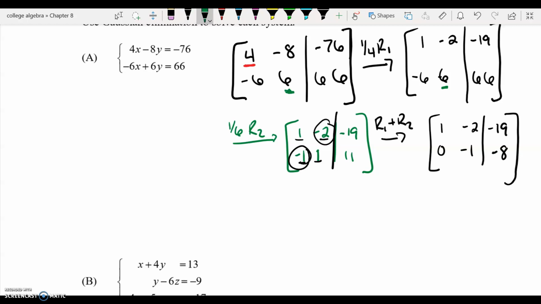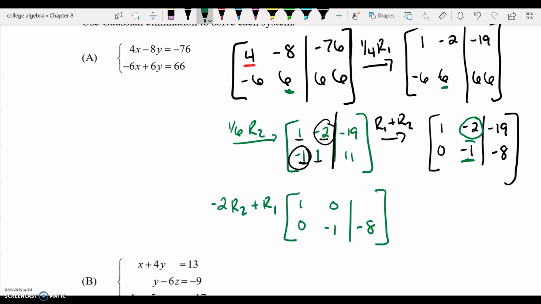Okay, the next thing I'm going to do, how am I going to make this a 0 now? Well, I'm going to need to change this number. So I'm going to multiply it by -2 and add it to row 1. So row 2 is going to stay the same because we're not changing it. Now, if I multiply row 2 by -2 and add it, that's going to still be a 1. This is going to be a 0 now. I'm going to get 16 plus -19 would be -3. And then we're almost done. I need it to be a positive 1. So I'm going to multiply row 2 by -1.